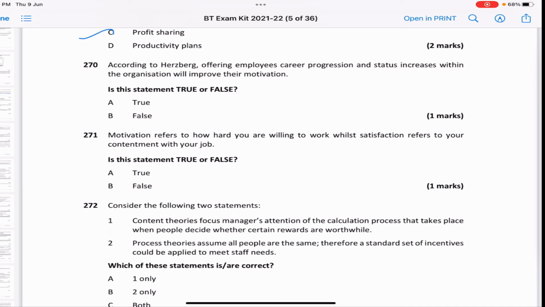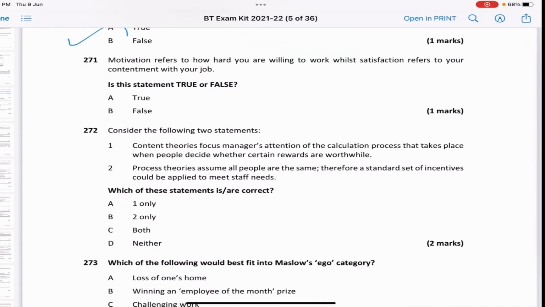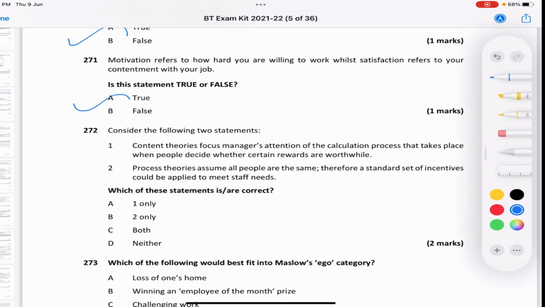According to Herzberg, offering employees career progression and status increase within the organization will help their motivation. So that is true. Herzberg said that career progression and the status increase will act as a motivator. Motivation refers to how hard you are willing to work, while satisfaction refers to the contentment of the job, right?